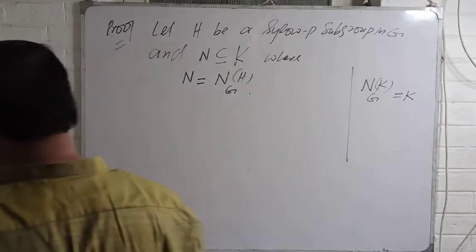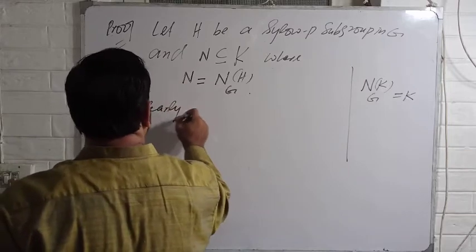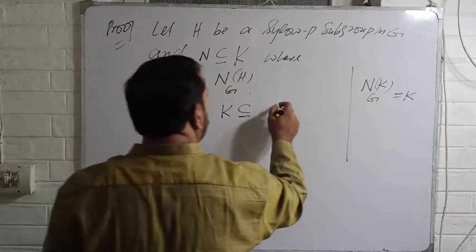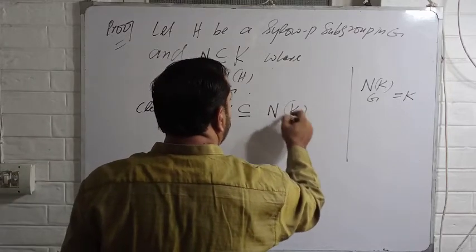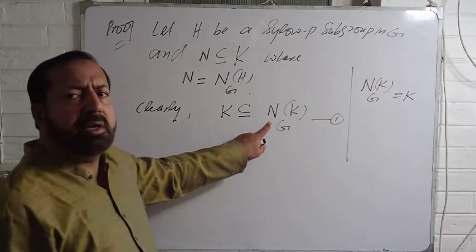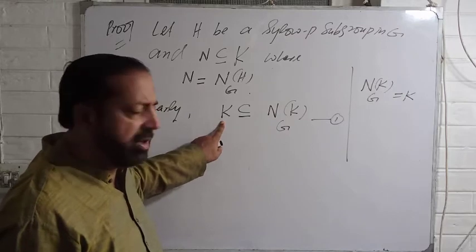So clearly, K is contained in the normalizer of K in G. This is number one. And conversely, you take an element of this and try to show that this is also an element of K, right?